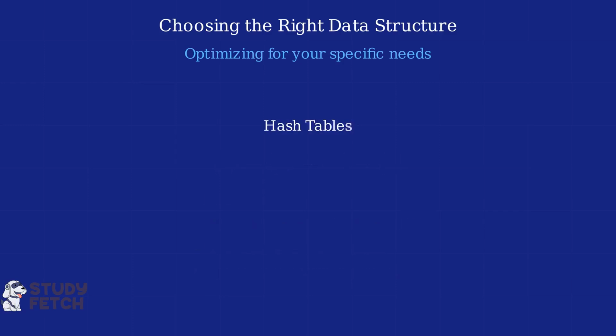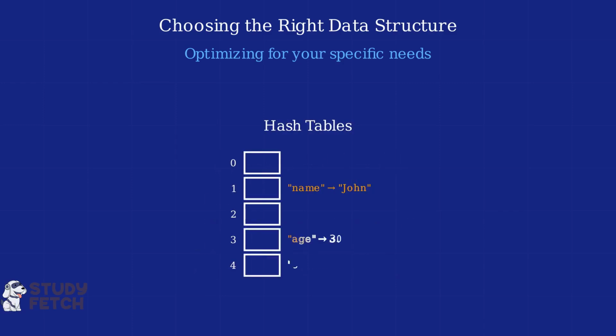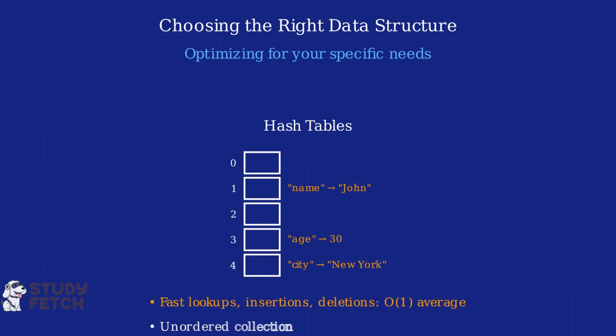For searching operations, hash tables offer O(1) average time complexity for lookups, insertions, and deletions. They're unordered, but extremely efficient for key-value mappings.